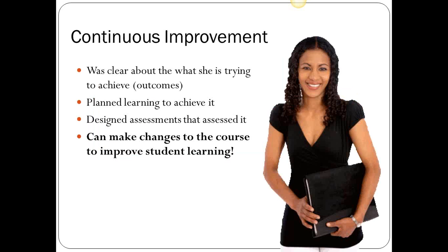So Frannie has the ability to constantly look at ways to continuously improve. Was she clear about what she was trying to achieve in those outcomes? If she feels that there was something that fell short in meeting the mark, she can go back and look at those assessments. She can go back and look at those activities. And she can design learning to achieve that. She can design assessments that will really assess that. And she can make changes to the course to improve her student learning.